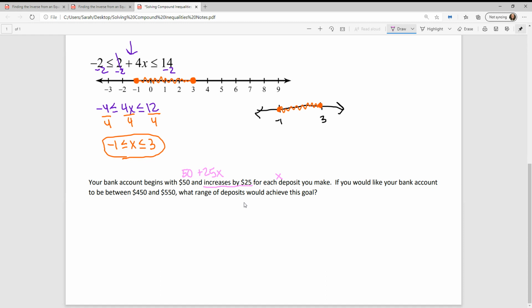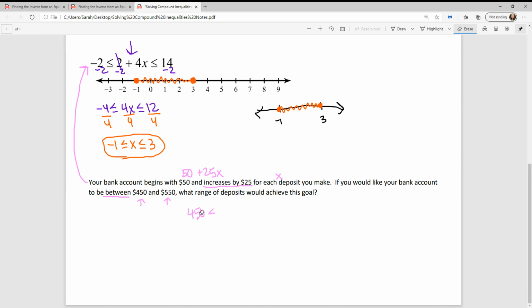If you would like your bank account to be between $450 and $550, what range of deposits would achieve this goal? So since we want to be in between two numbers, we are going to set it up as one of these long string compound inequalities. With these, the smaller number goes on the left and the bigger number goes on the right. So 450 is the smaller number, less than or equal to, or sorry, it's just going to be regular less than. Between doesn't actually include 450.